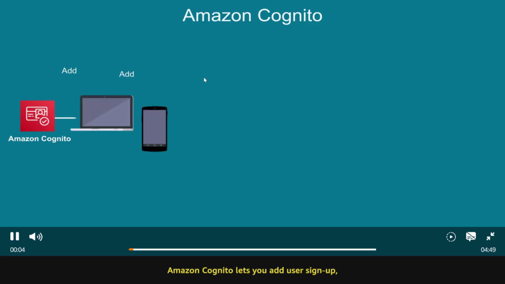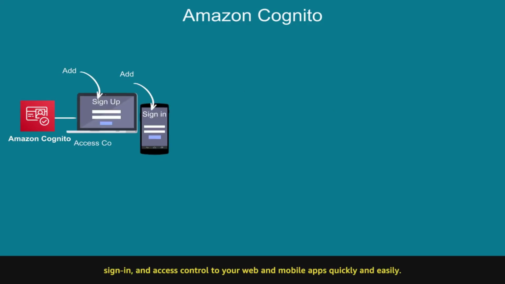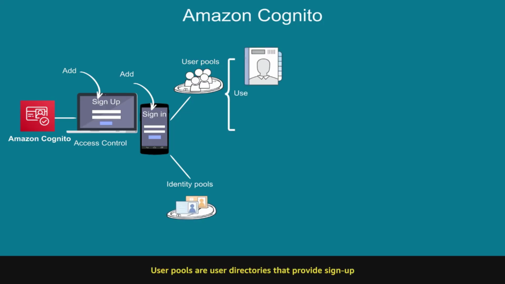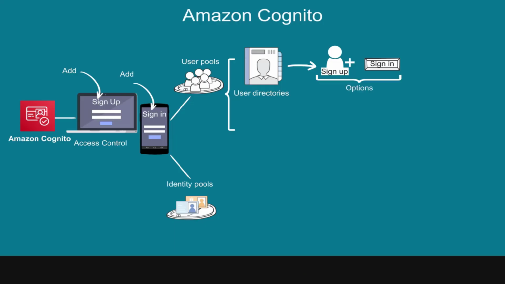Amazon Cognito lets you add user sign-up, sign-in, and access control to your web and mobile apps quickly and easily. The two main components of Amazon Cognito are user pools and identity pools. User pools are user directories that provide sign-up and sign-in service options for your app users.